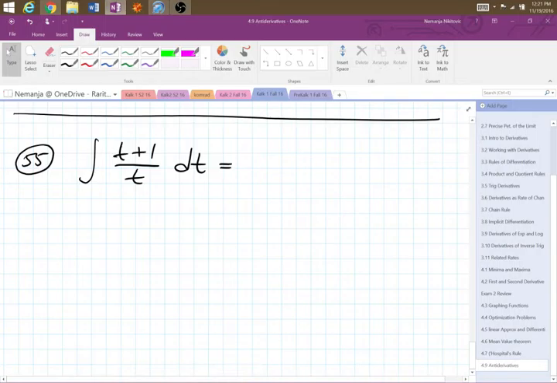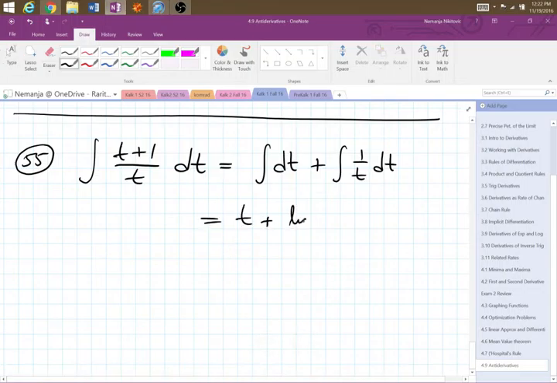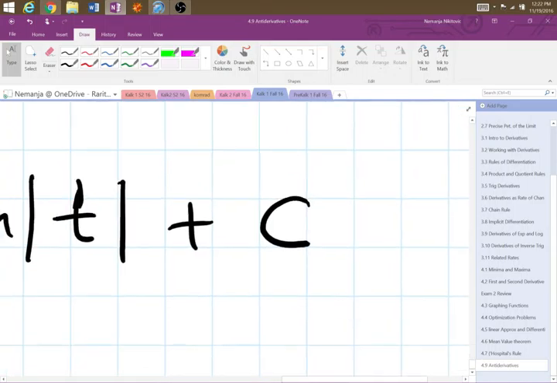What would be the step over here? What do you think? Yes, we split this because it's a common denominator. So it becomes integral dt, because t divided by t is 1, plus integral 1 over t dt. So the answer is t plus ln of the absolute value of t plus c.